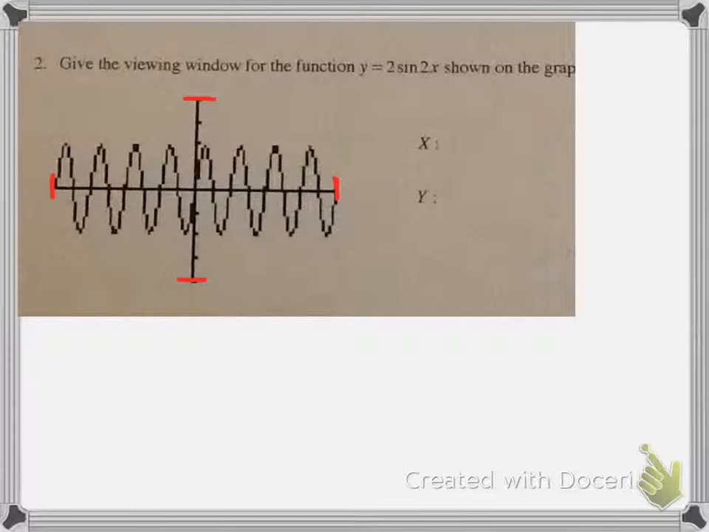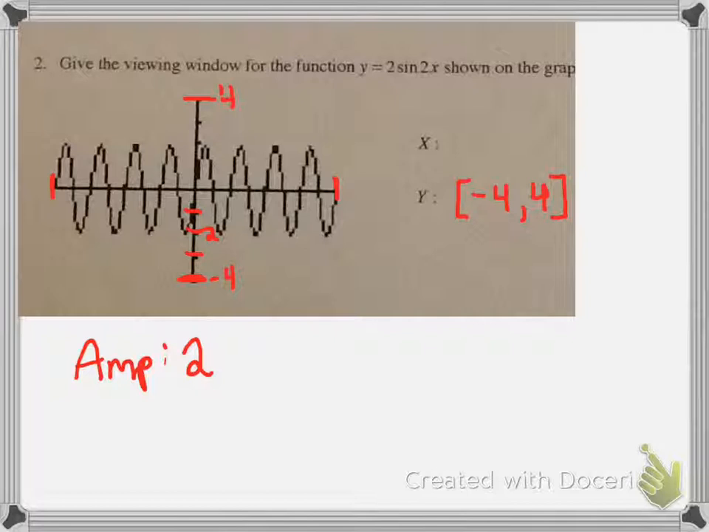And so to answer the question about the y's, we're going to look at the amplitude of the function. The amplitude of the function is 2. So if we count the tick marks on the y-axis, we see 1, 2, 3, and 4 tick marks, and the second tick mark is the amplitude value of 2. So if that second mark is 2, that means this graph goes down to -4 and it goes up to positive 4. So the y value window range is -4 to 4.